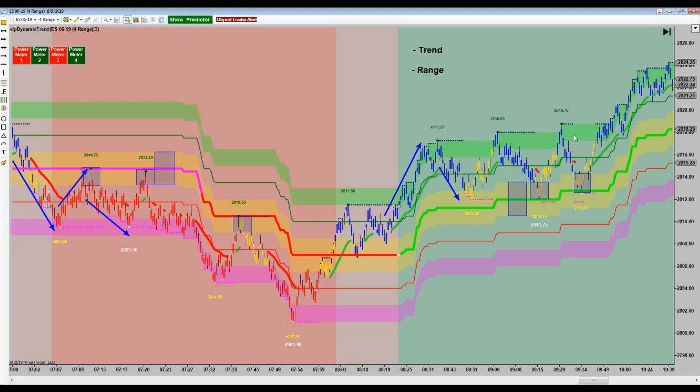In the case of the long, we're looking to buy. In the case of the short, we are looking to sell. Sell or short, sell or short, sell or short. And here we're looking to get long, buy and get long.